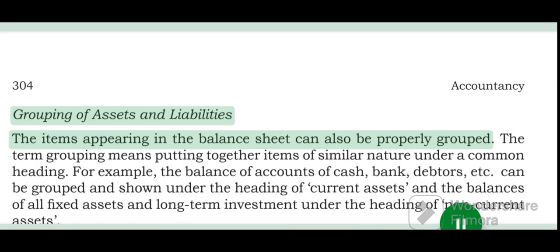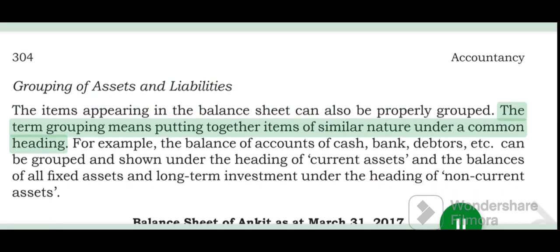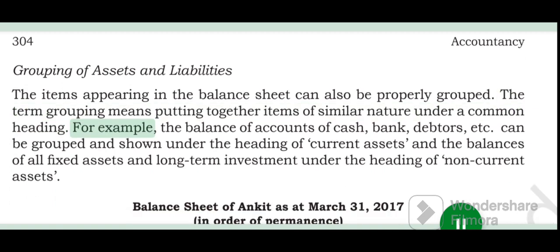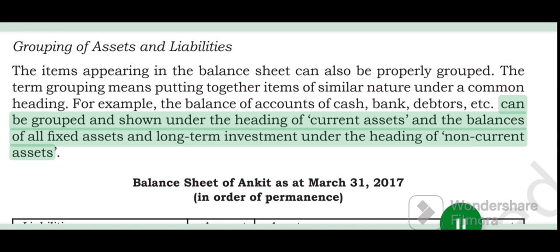Grouping of assets and liabilities. The items appearing in the balance sheet can also be properly grouped. The term grouping means putting together items of similar nature under a common heading. For example, the balances of accounts of cash, bank, debtors, etc. can be grouped and shown under the heading of current assets, and the balances of all fixed assets and long-term investments under the heading of non-current assets.